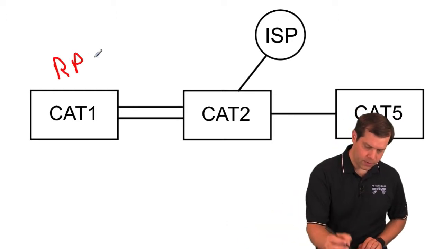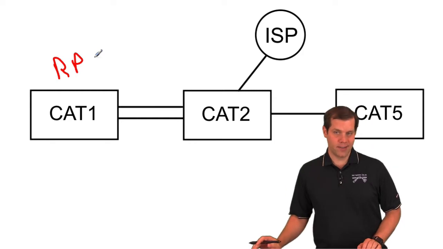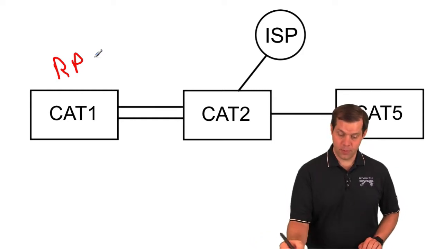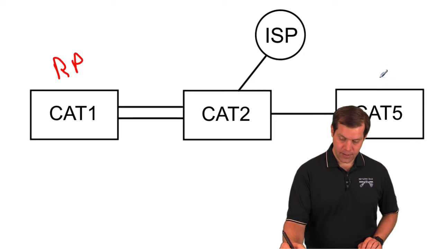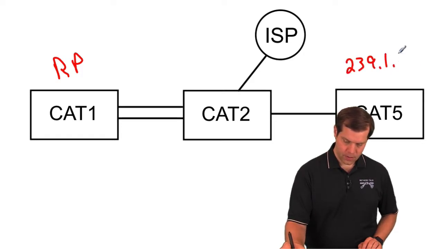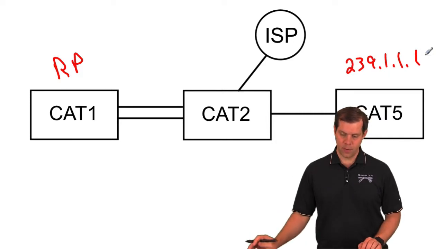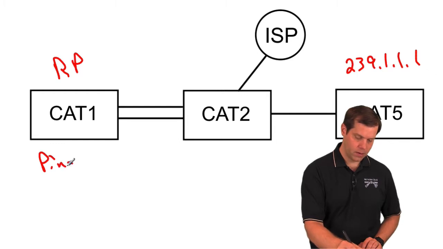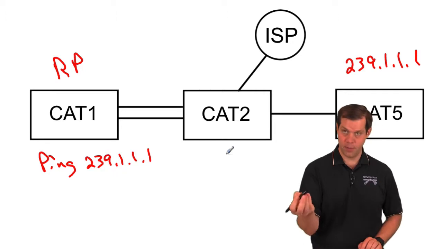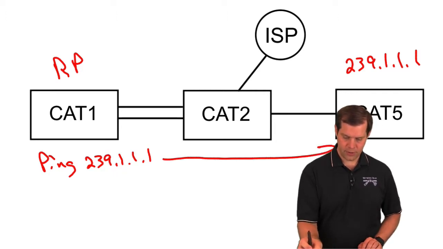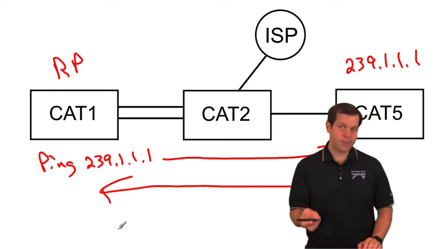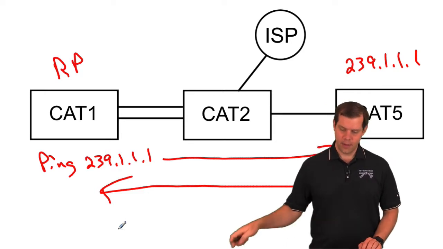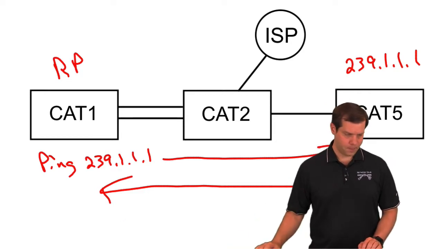I'm going to go as far away from Cat1 as I can. From a layer 3 perspective, for me, that's Cat5. And so I'm going to have Cat5 join a group. I'm going to have it join group 239.1.1.1. And when it joins that group, I can ping the multicast IP address from any other device that has PIM enabled on it, and it should actually get responses. And that's how I'm going to do my basic testing. Is multicast routing working at a basic level?